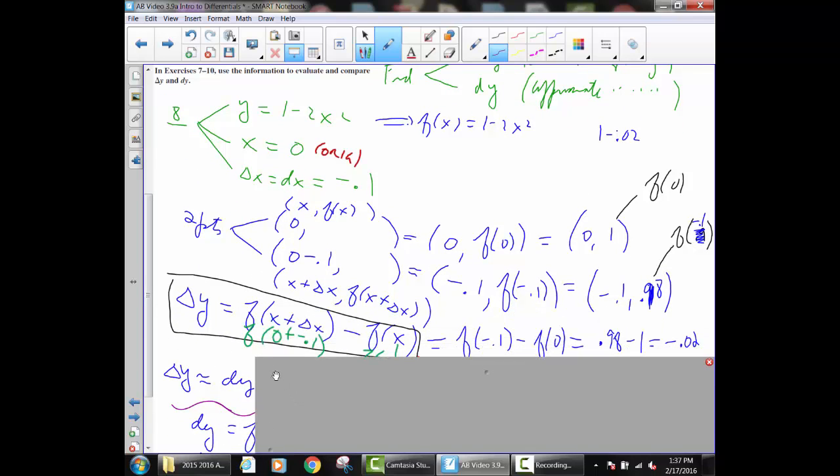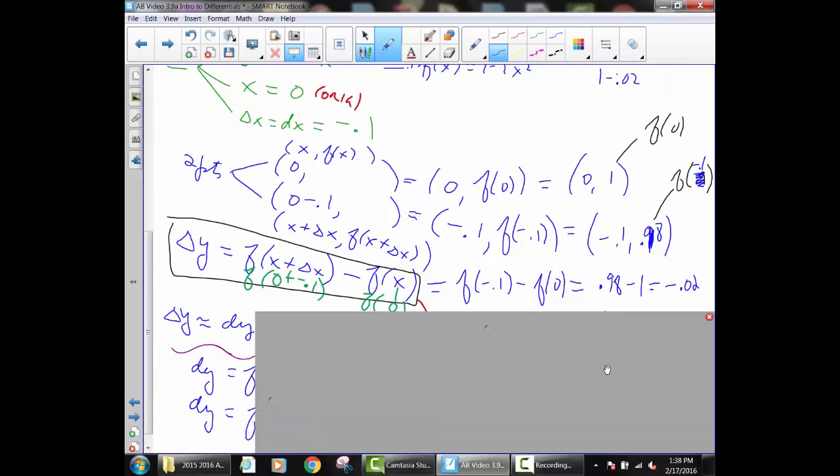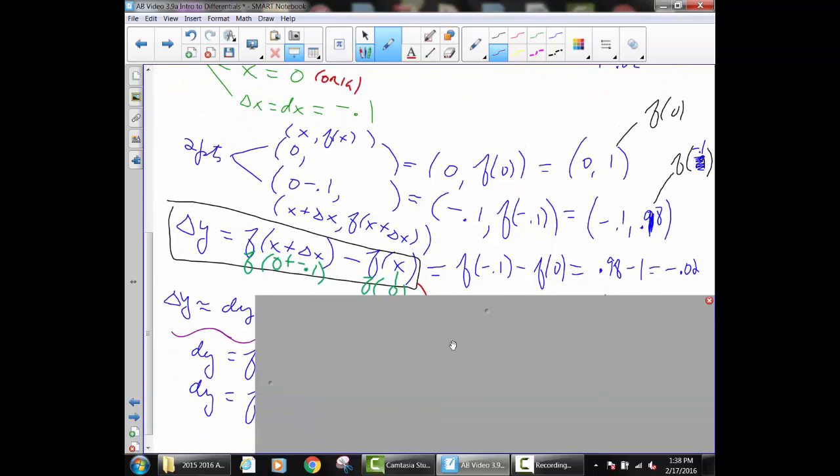So what is delta y? Delta y is the actual change in the y, which is the new y value, the f of x plus delta x, minus the old y value, which is f of x. X being the pretty number 0, and your delta x is negative 0.1. So this becomes f of 0 plus negative 0.1, which is f of negative 0.1, minus f of x, which is f of 0. F of negative 0.1 turns out to be 0.98, which we already found here, minus f of 0, which is 1. So the actual change in y is negative 0.02.